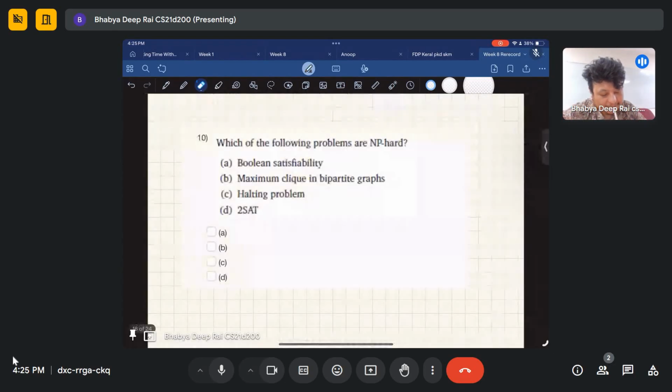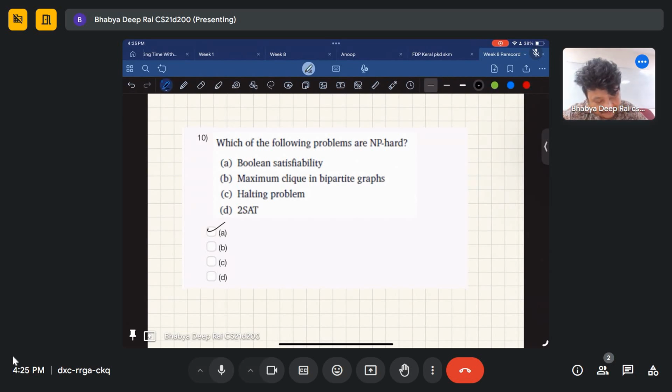Which of the following problems are NP hard? Boolean satisfiability, maximum clique in bipartite graphs, halting problem to SAT. Boolean satisfiability we already know. Maximum clique in bipartite graphs: you want to check whether there is a bipartite clique, right? This should be doable using flows. That's what I think. This one I'll confirm next week.